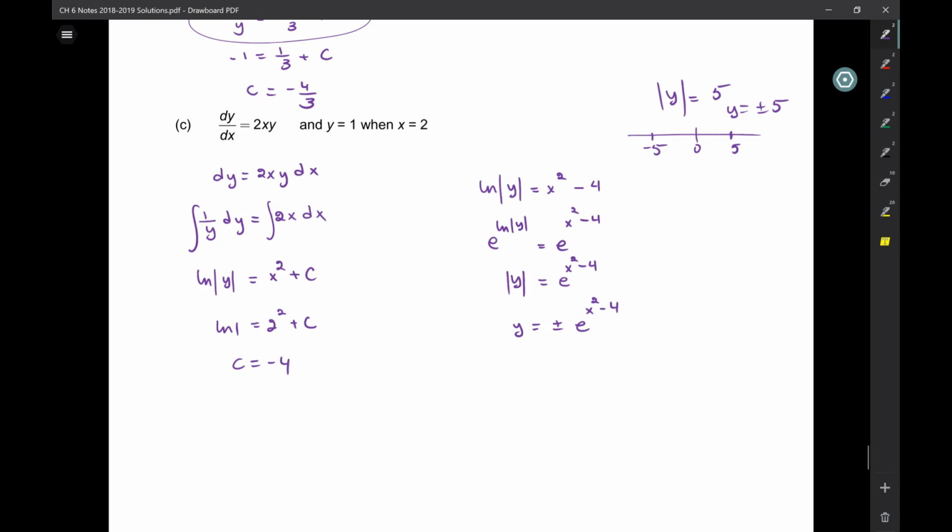Huh? But you have to pick one. And how do you pick one? You plug in the 2, right? When x is 0, y equals 0. e to the 0 is positive 1, so I have to have the positive out front. So y is e to the x squared minus 4.